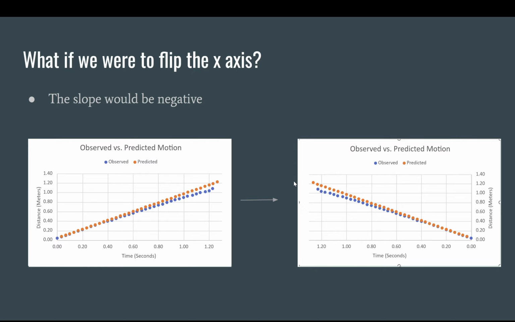So we come to the question, what if we were to flip the x-axis? Well, if you take 1.2, move it to the left, you take 0, move it to the right, your slope's just going to become negative. It's going to be the same line, same slope, it'll just be in the negative direction.